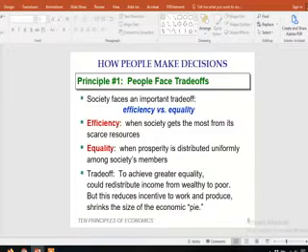Secondly, under this principle, society faces an important trade-off in terms of efficiency versus equality. Efficiency. What is efficiency? When society gets the most from its scarce resources. If you gain more from the limited resources, that is efficiency. But on the other side, when prosperity is distributed uniformly among society's members, that is equality.